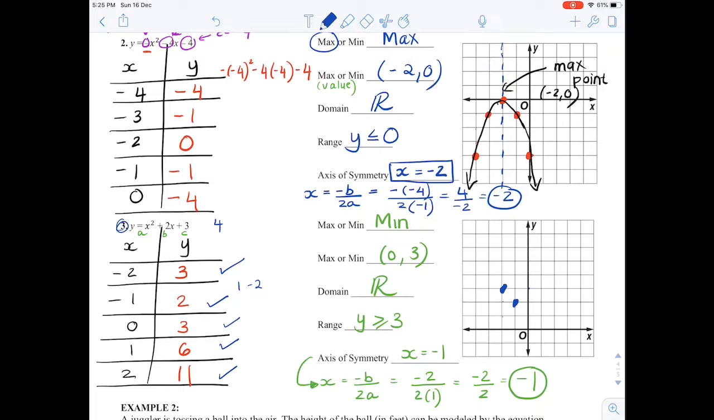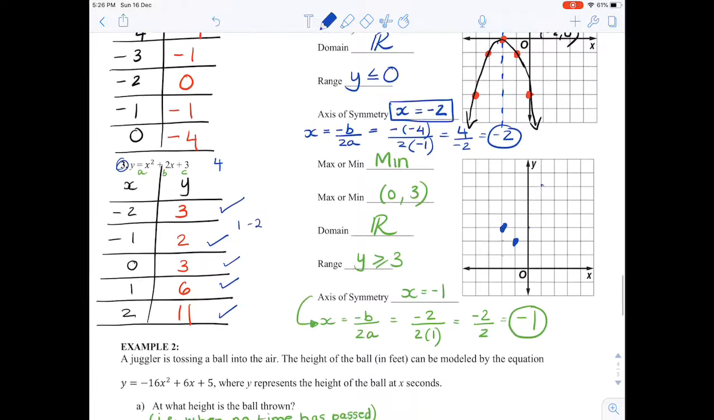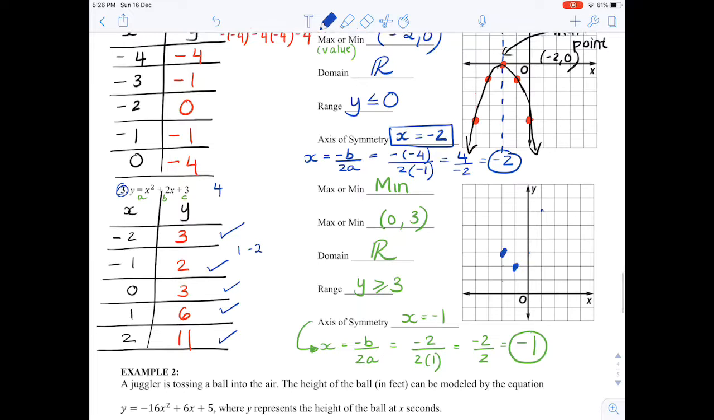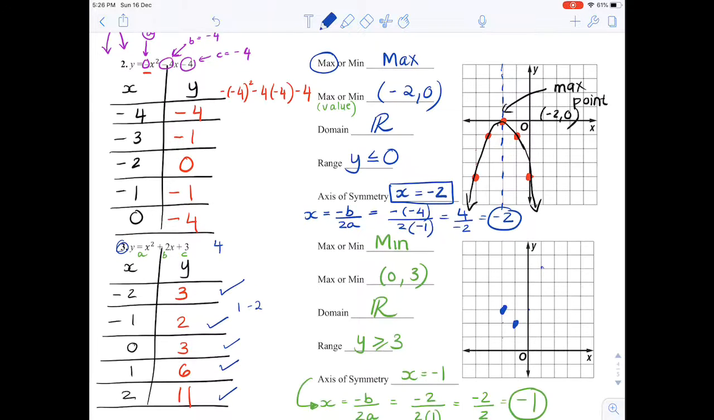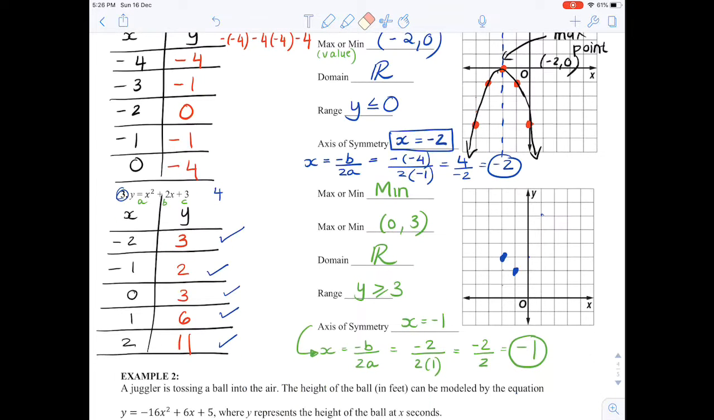X is 1, 2, 3, 4, 5. Oh my goodness, I'm really not sure what's happened with this graph, you guys. I will redo this part of the video and get it back to you. This should work out really, really nicely, because I have all the answers here for your minimum and your maximum. I really don't know what happened there. I'm not sure what's happening.